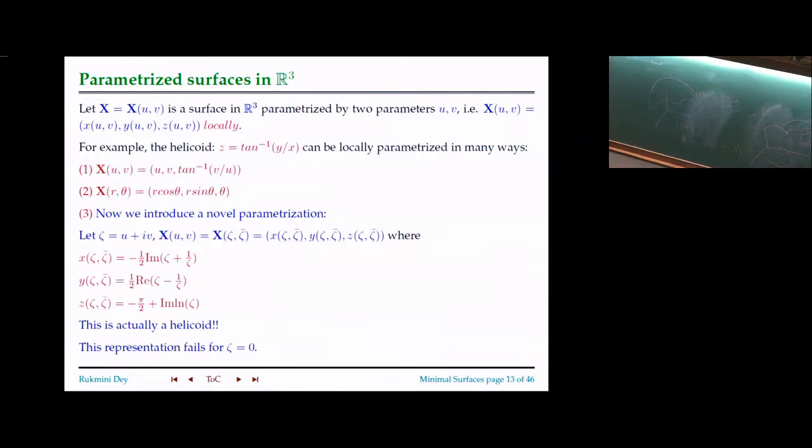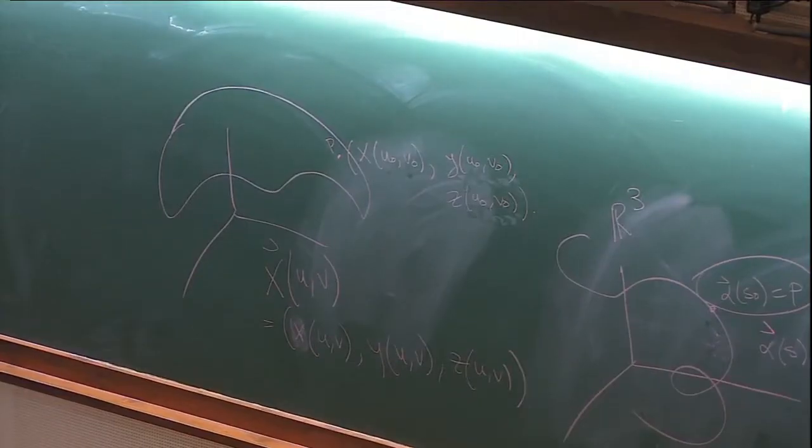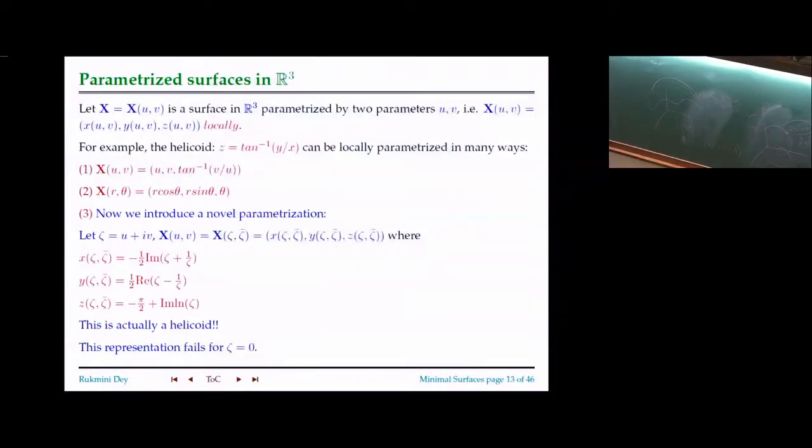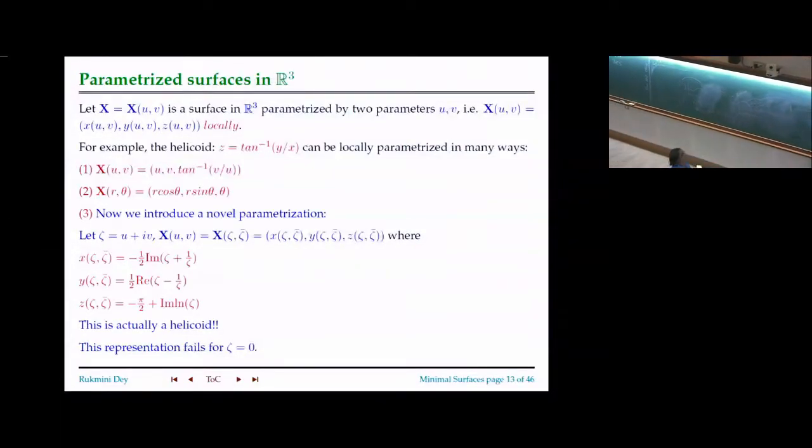Okay. There is a small problem. You cannot always globally find the two parameters. It can be only a local picture most of the time. I won't go very much into details right now about that, but later on I'll tell you. So this is what I mean when I say x of uv is a surface in R3 parameterized by two parameters, x of uv, y of uv, z of uv locally.